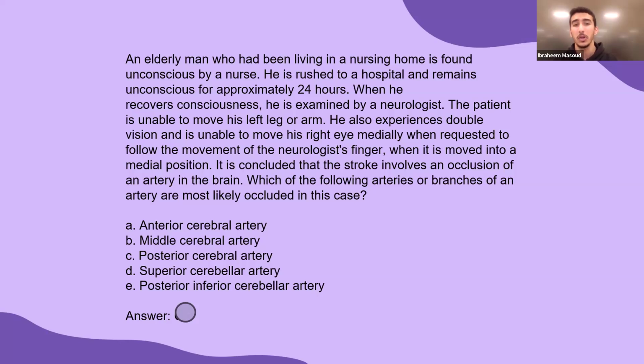So we know it's not anterior cerebral artery because the arm is involved. And we know it's not the middle cerebral artery because the leg is involved. So we eliminated A and B, right? Superior cerebellar, no. Why? Because there are no cerebellar problems. Superior cerebellar supplies the cerebellum and he would show balance problems. There is no balance problem. It's not PICA. Why not PICA? Remember, PICA is lateral medullary syndrome. This does not look like lateral medullary syndrome.